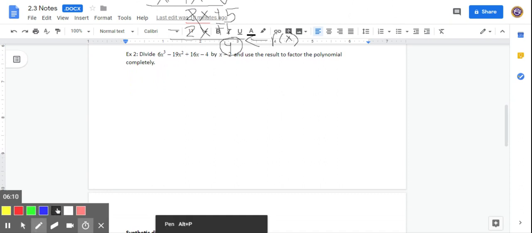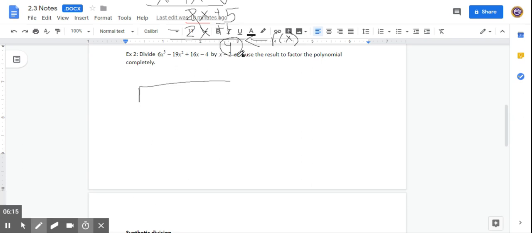So once again, when we set this up, whatever we're dividing by, that is our divisor. So that is d of x, and that goes on the outside of the division bar, and then our f of x function. So this goes on the inside: 6x to the third minus 19x squared plus 16x minus 4.